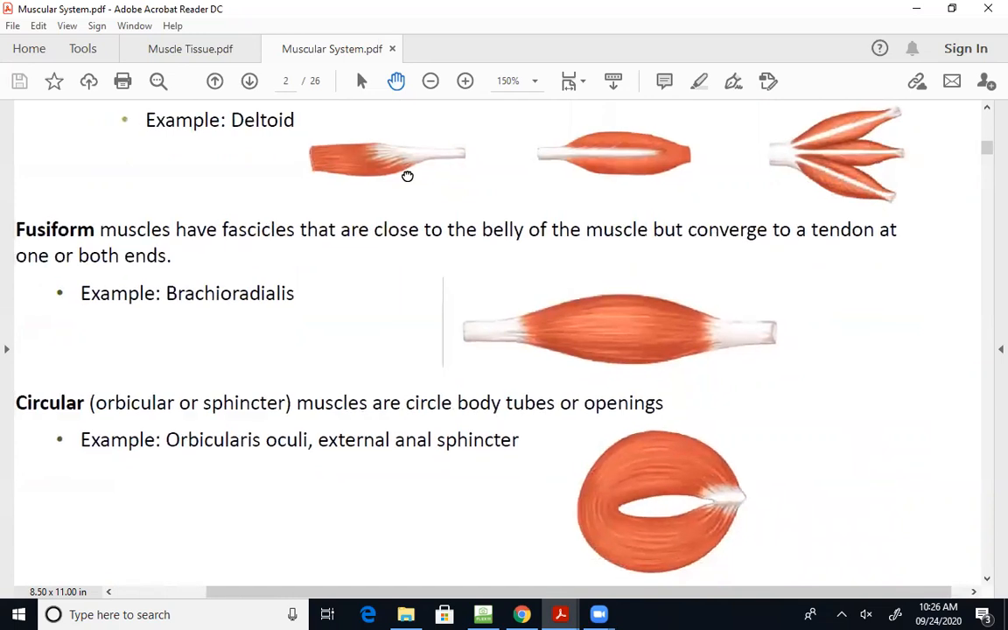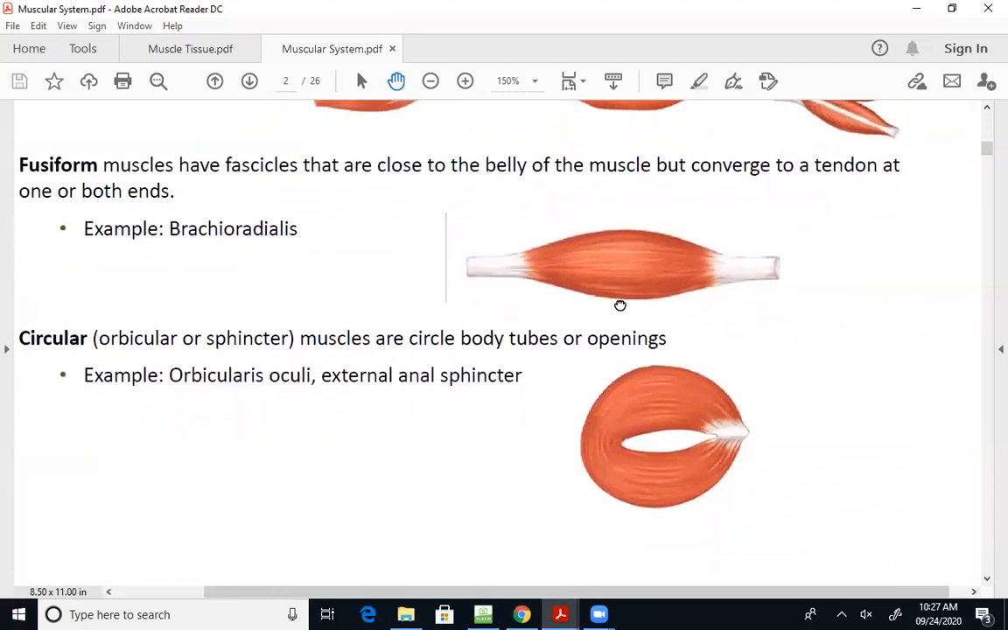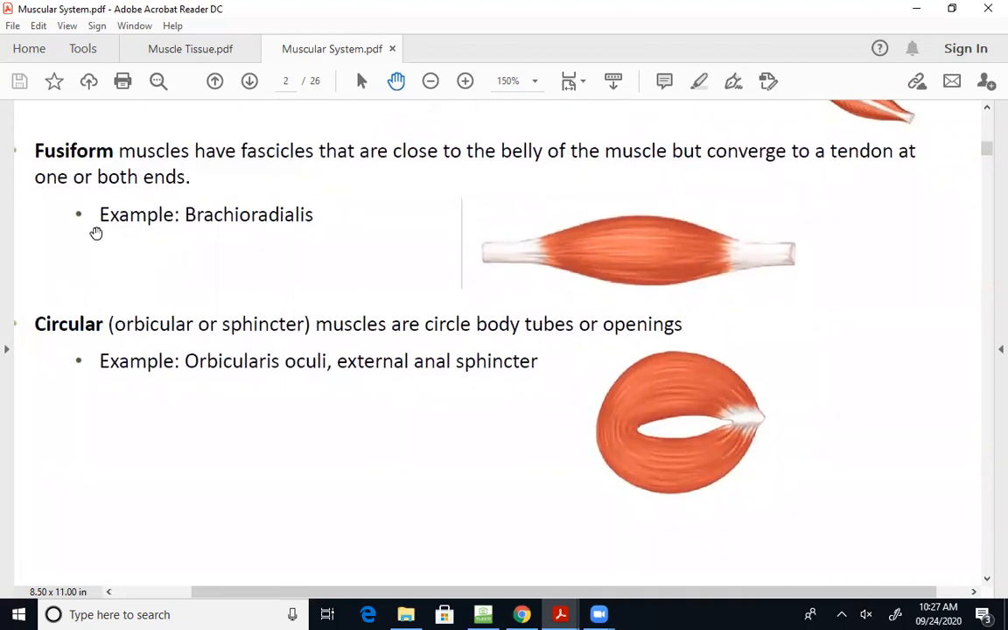Fusiform looks a lot like the top one there, parallel, except they aren't uniform in diameter throughout. It's skinny, fat, skinny. They look like an elongated football. So they have fascicles close to the belly of the muscle, but converge to a tendon at one or both ends. Brachioradialis, I actually mentioned already. I said that was parallel. It's a little bit more, I guess, fusiform, although it looked pretty well parallel.